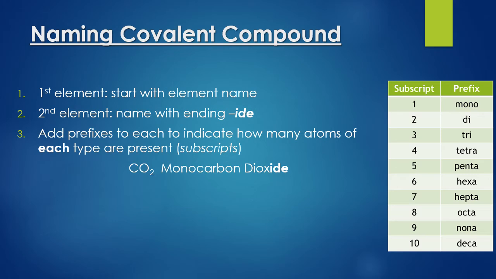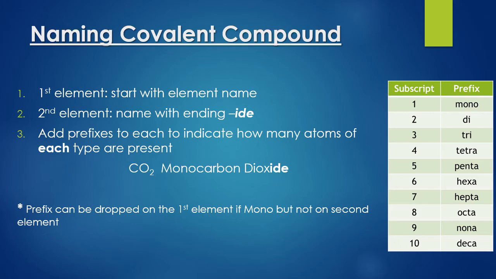So this is where we get our first exception. There's always exceptions to every rule. The exception is that the prefix can be dropped on the first element if there's just one, if it's mono. So what that means, if there's only one atom of the first element in that chemical formula, you do not put the prefix. You do always need the prefix on the second element, and you will need the prefix always on the first for numbers 2 and up.